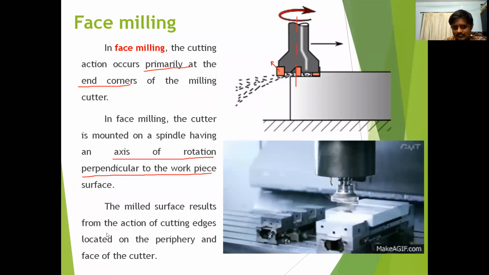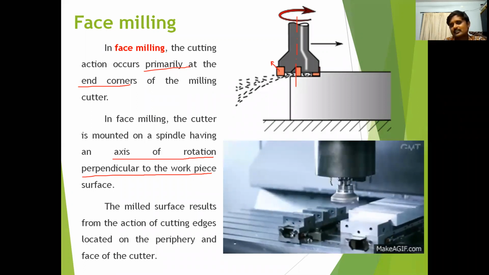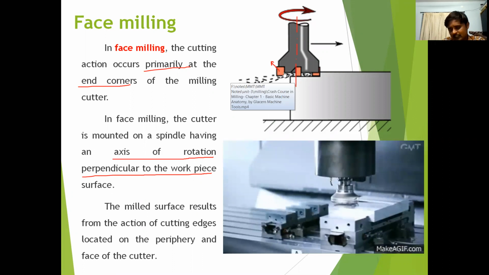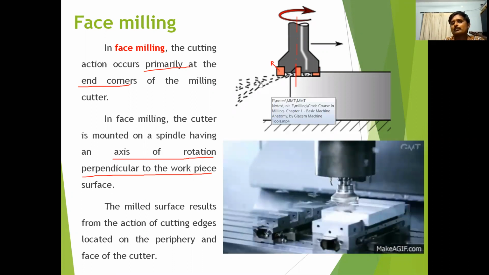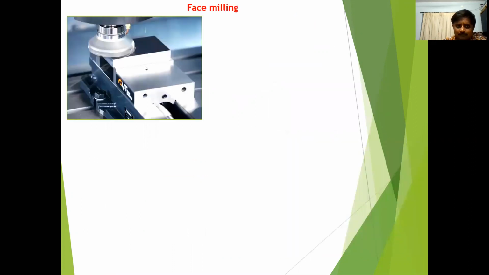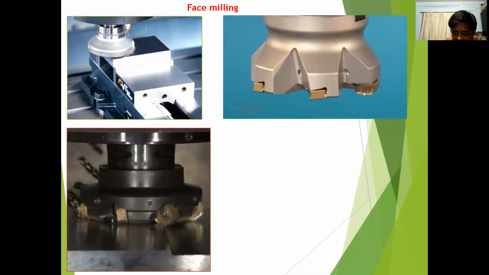The milled surface results from the action of cutting edges located on the periphery and face of the cutter. So because of these cutting tips only, the cutting action is going to take place. Now this is the face milling. Now you can observe these are the cutting tips.